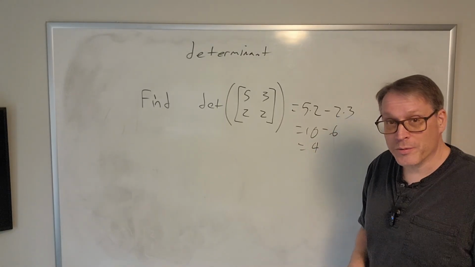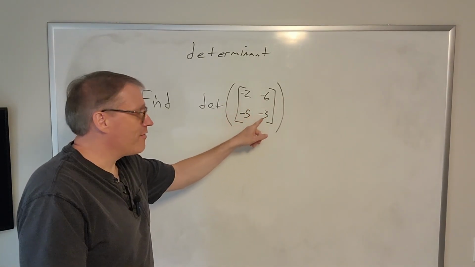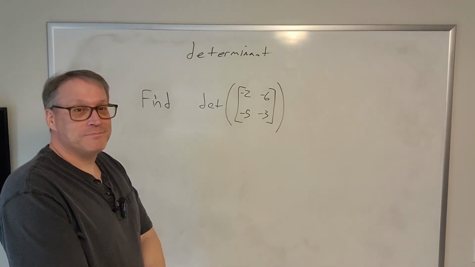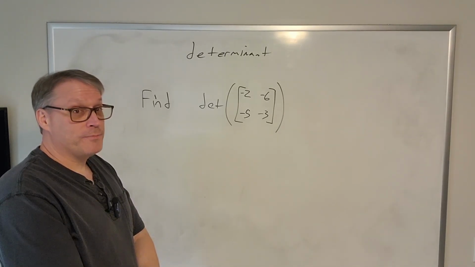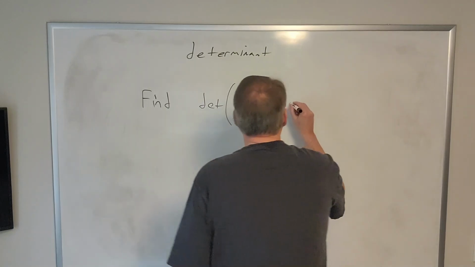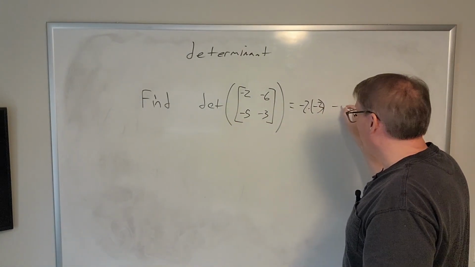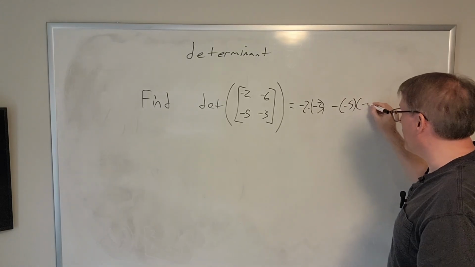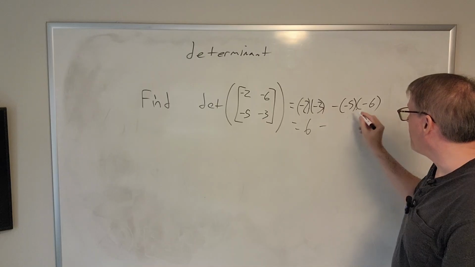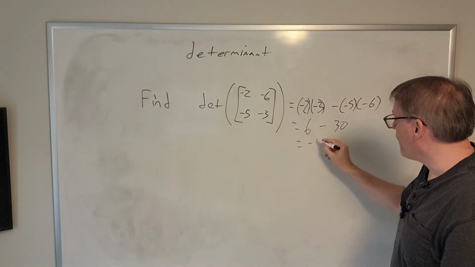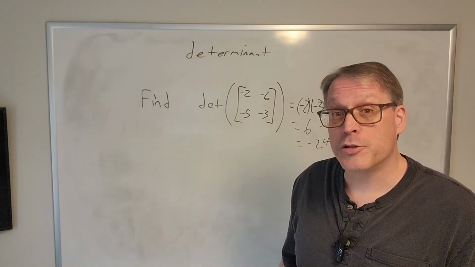Okay, let's try another one. Here you go. Find the determinant of the matrix minus 2, minus 6, minus 5, minus 3. Ready? All right. That's equal to minus 2 times minus 3 minus minus 5 times minus 6. Probably should have put these all in parentheses. So that's going to be 6 minus 30, which equals minus 24. Got it? Good.